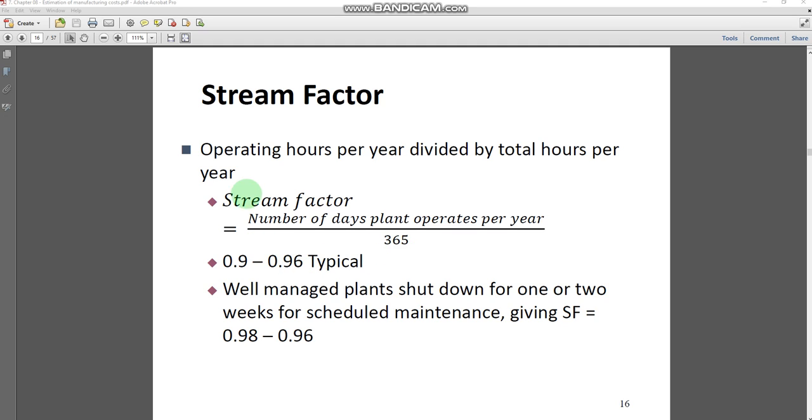The typical value for the stream factor is from 0.9 to 0.96. Well managed plants shut down for 1 or 2 weeks for scheduled maintenance, giving a stream factor of 0.96 to 0.98. Okay, so this is the value for the stream factor that we can actually use. It can range from 0.96 to 0.98 for a well maintained plant, or you have to see what should be the value for the stream factor for any specific plant.